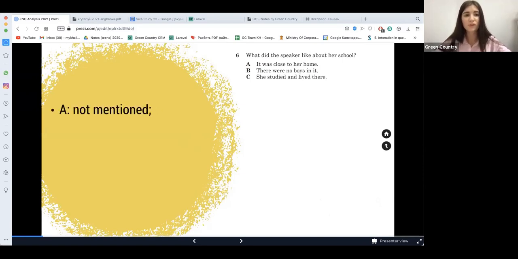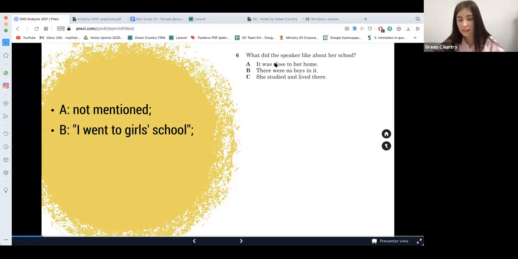So talking about the first option, it was close to her home. She didn't mention anything about her home and the distance to the school. What about option B, no boys in it? Yes, she really said, I went to a girls' school. That means that boys couldn't study there. But she didn't say whether she liked that or not. So it cannot be the correct answer, just because it doesn't correspond to the question in the test.